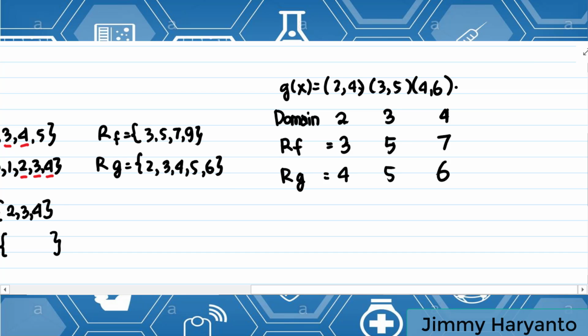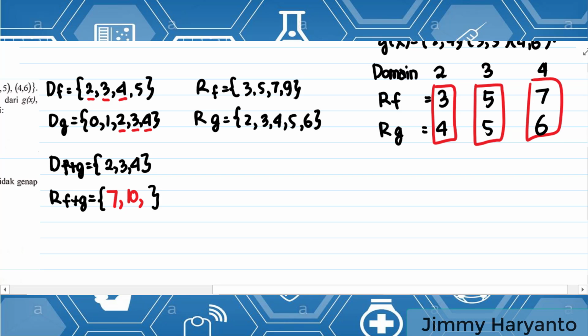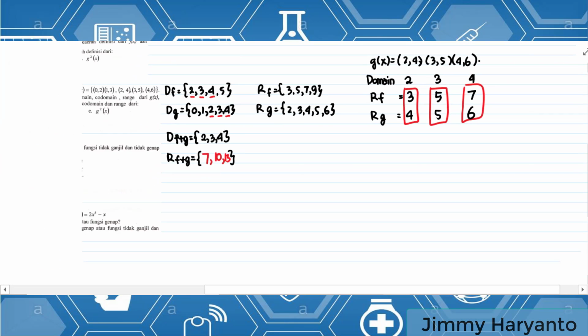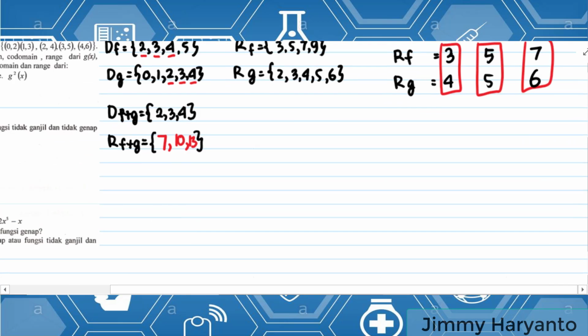This is the range of f and g. The operation is addition, so we have to add the results. The result of f is 3, the result of g is 4. We add them into 7, and then we add this one into 10, and this one into 13. Okay, next is minus, and then times.